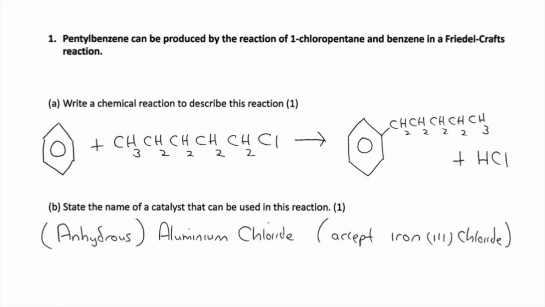Now part 1b is asking you to state the name of a catalyst that can be used in this reaction. So the obvious answer is anhydrous aluminium chloride. If you just put aluminium chloride, you'll get the mark. An alternative to this would be iron 3 chloride, and they'd also accept that.